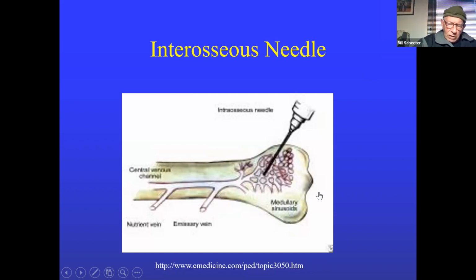You can put it just below the tibial plateau on that broad flat area of the tibia. You can put it into the femur through the quadriceps femoris, or you can put it into the sternum. I don't like putting it into the sternum because the heart's right underneath there, and I just don't like sticking sharp things in the region of the heart. But certainly into the femur or into the tibial plateau is a great place to put it, and you aspirate, get blood or marrow back, and then you can start your infusions there.